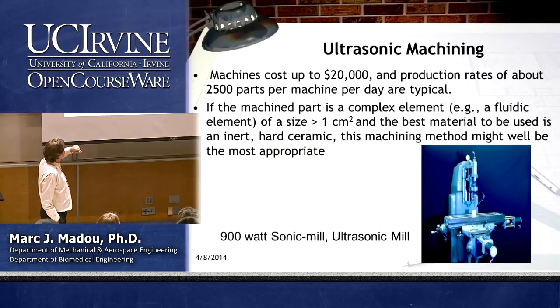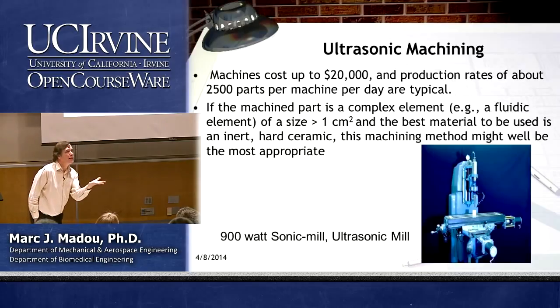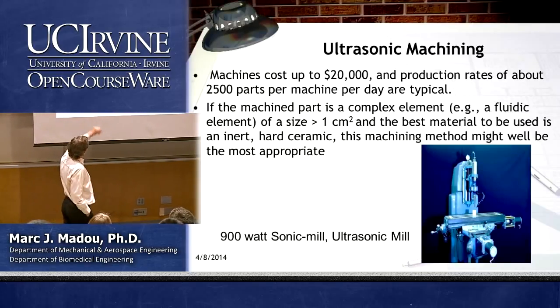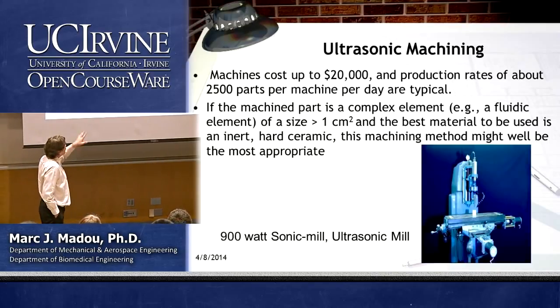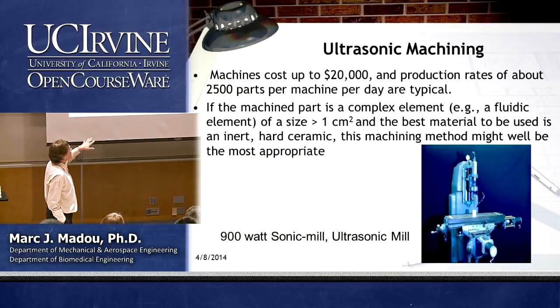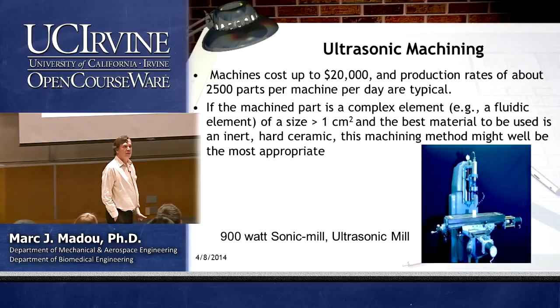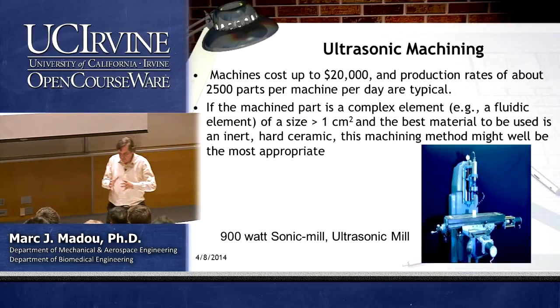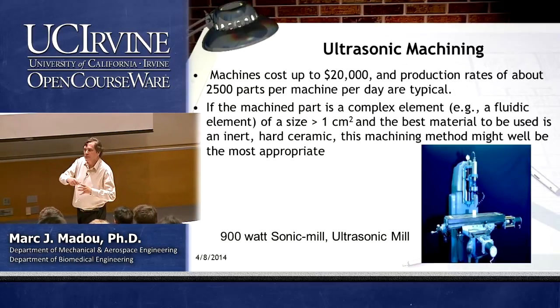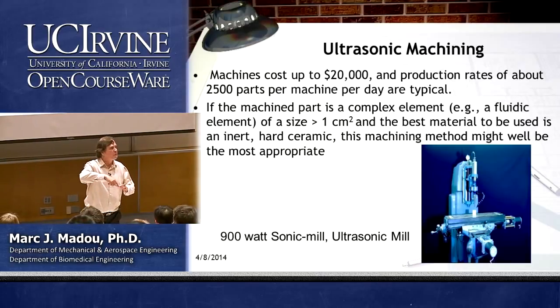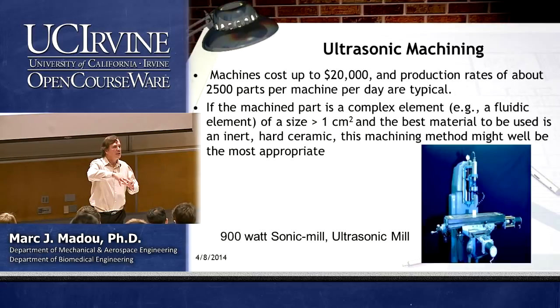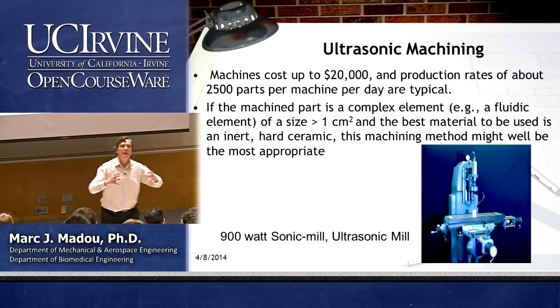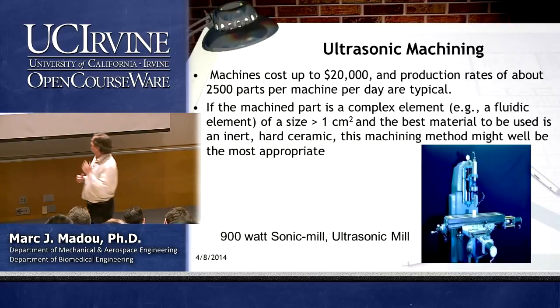If the machined part is a complex element, let's say a fluidic manifold in quartz, and it's bigger than a centimeter square, and the best material to be used is an inert hard ceramic, that's your technique. For example, if you want to do it in silicon, you would not use that. But if you have to make a fluidic structure, channels for flow of some liquids or gases, and it needs to be in a very inert hard material, and it's a rather large structure, that's a good solution.